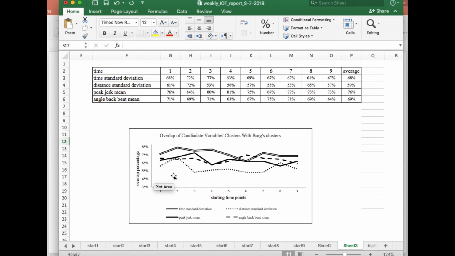Also, having those best 5 scenarios, I look at the average of the other sensors' data overlap with the Borg's rate. As you see here, the dashed line and the solid line and the Borg's rate have good overlap in those best 5 scenarios, versus the dotted line, which shows the distance standard deviation and has the lowest overlap. So what does it mean? It means time standard deviation, peak jerk mean, and angle back bend mean may end up producing very similar results, more similar than distance standard deviation.